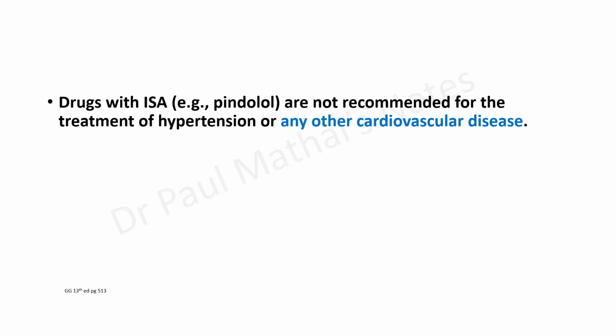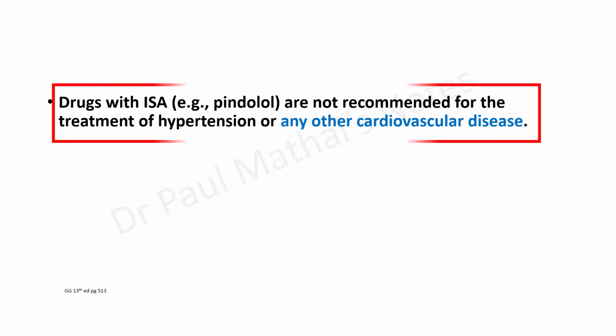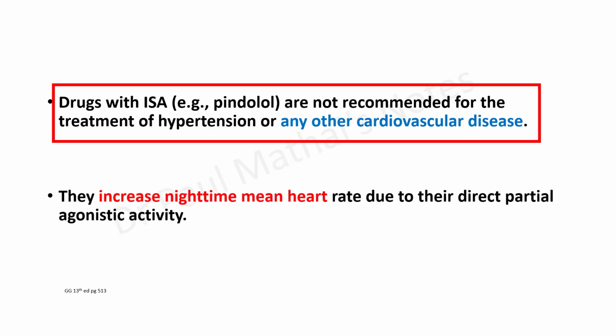Okay, so let's move on to some cardiac uses of beta blockers. Right off the bat, I would like to make this point clear: beta blockers with partial agonistic activity, otherwise intrinsic sympathomimetic activity, like pindolol, are not recommended for the treatment of hypertension or, for that matter, any cardiovascular disease. The reason for this is that they increase the nighttime mean heart rate due to their direct partial agonistic activity.